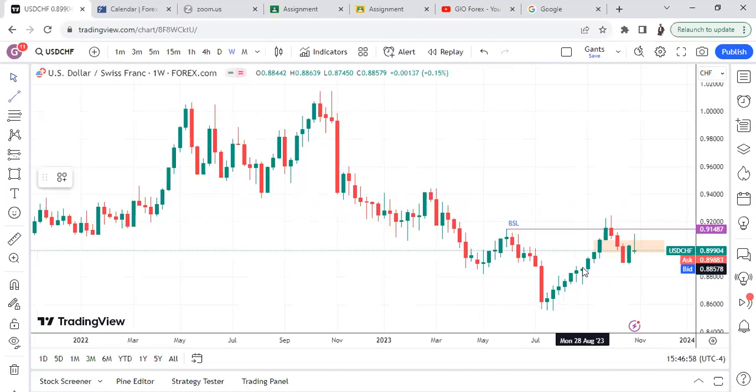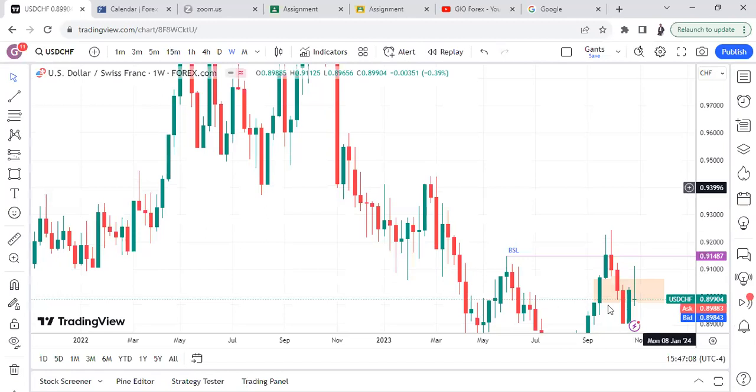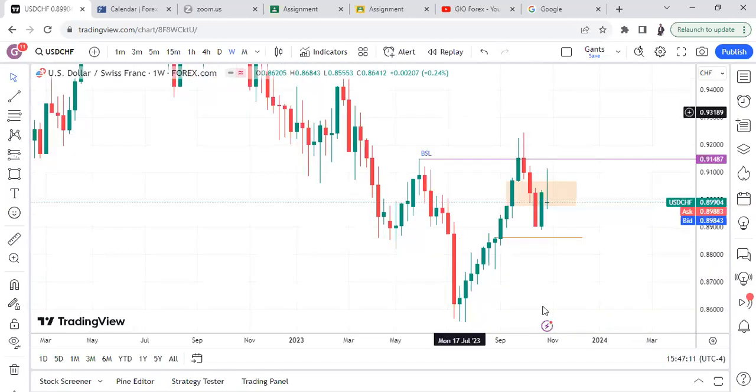So I'll just mark out the lowest point of that area of inefficiency. Good. So that might be a catalyst to send price lower.